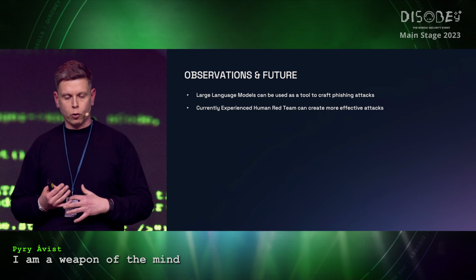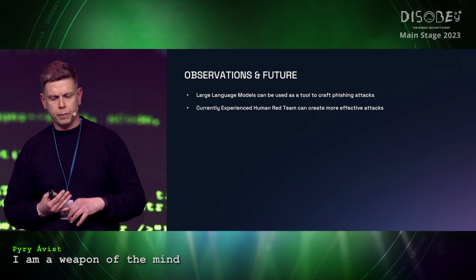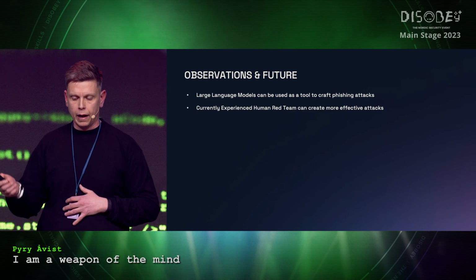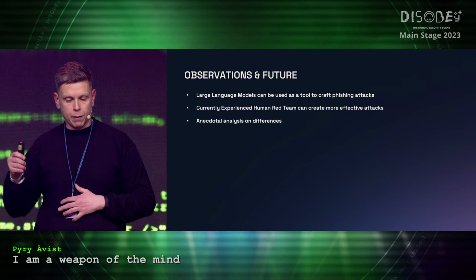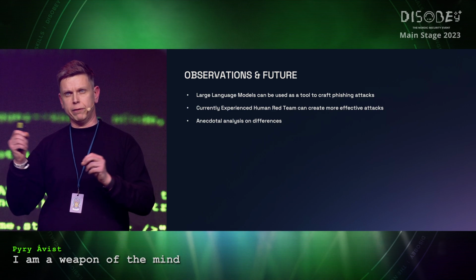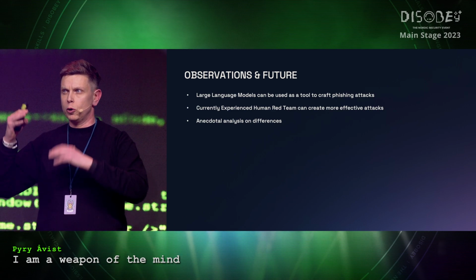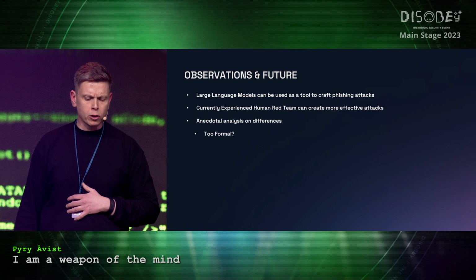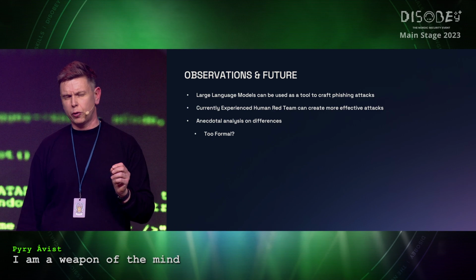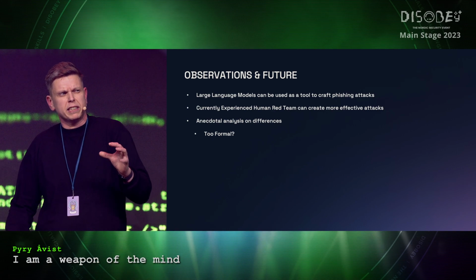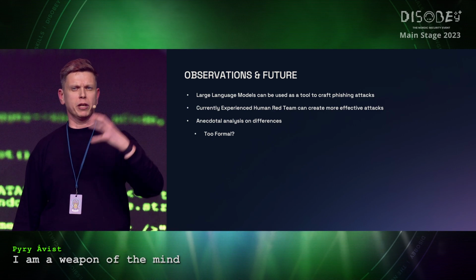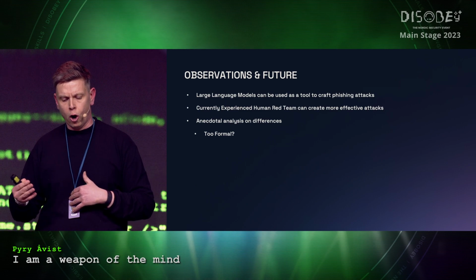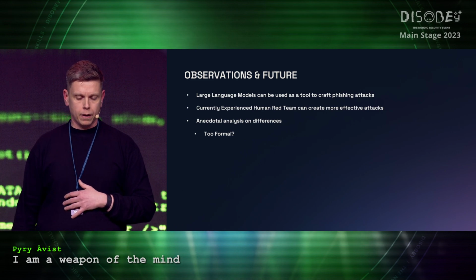As said, currently an experienced human red team can create more effective attacks. That's for sure, as of now. Some anecdotal analysis on the differences of the attacks, when we looked at them side by side, is that ChatGPT tended to create too formal text. It wasn't a text that could come from your colleague or from the IT department. It was maybe too long. It wasn't to the point.